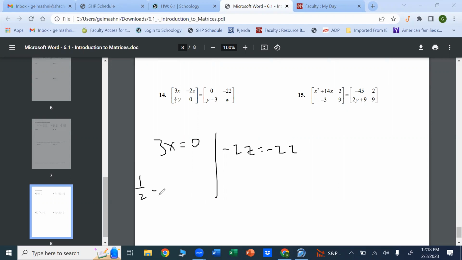Half y equals y plus 3, and y plus 3 equals w. That's what you really should be doing, because you're lining up all the proper elements, right? So X is 0, Z is 11, Y will be, I think, -6, and therefore W is -3. Sure.